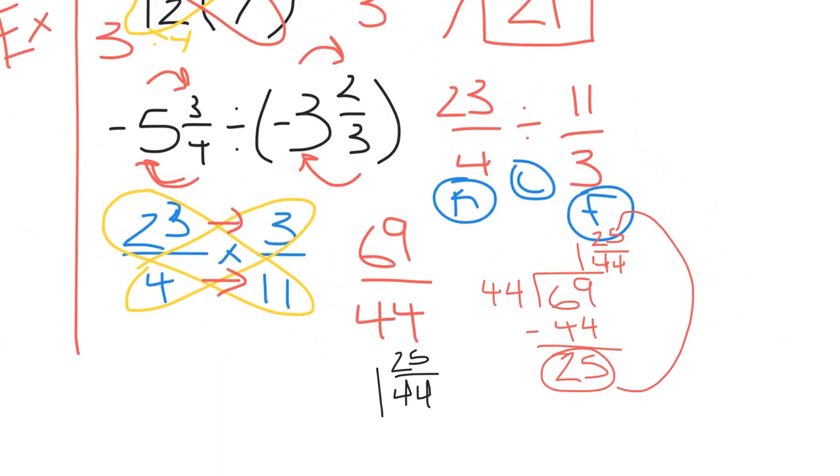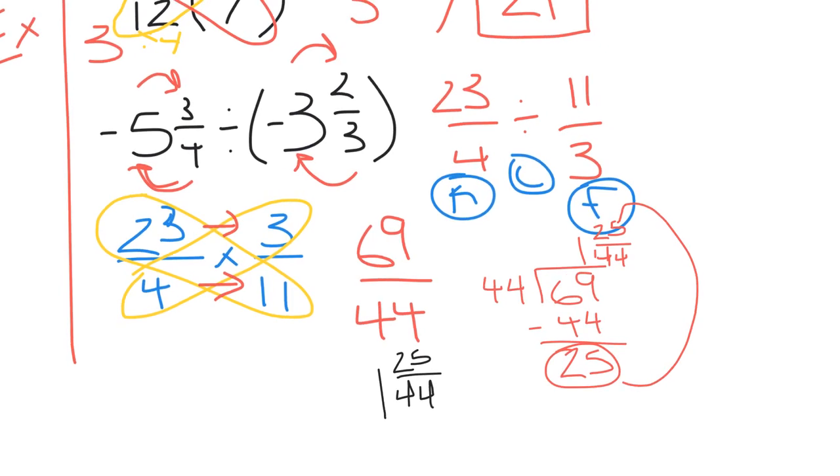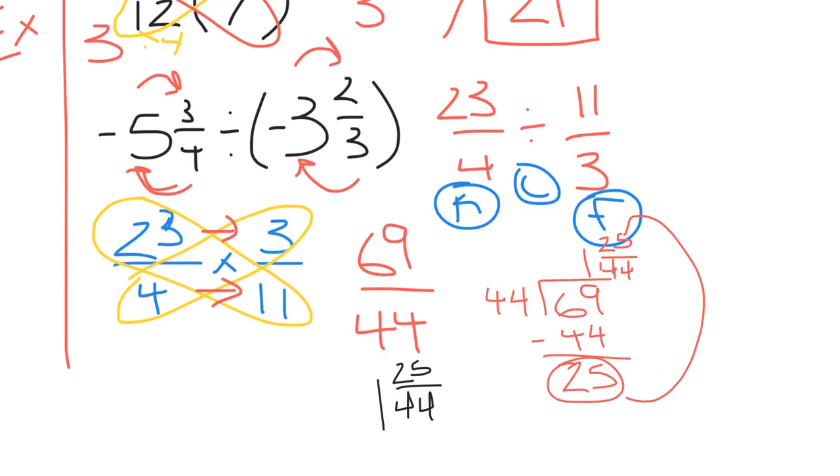So the last thing I have to look at is my original problem. Same sign positive, different sign negative. They were both negatives back up here. Remember, we had this negative sign and this negative sign. So my answer has to be positive. So my final answer is 1 and 25 over 44.